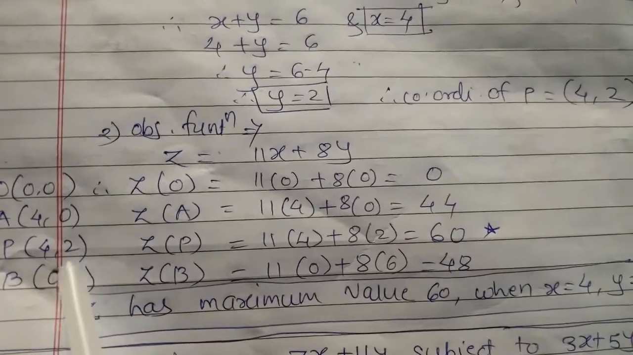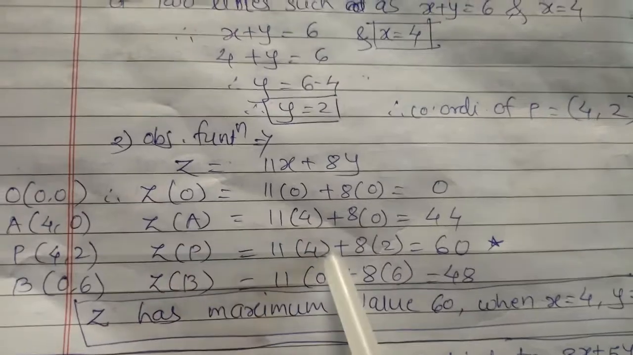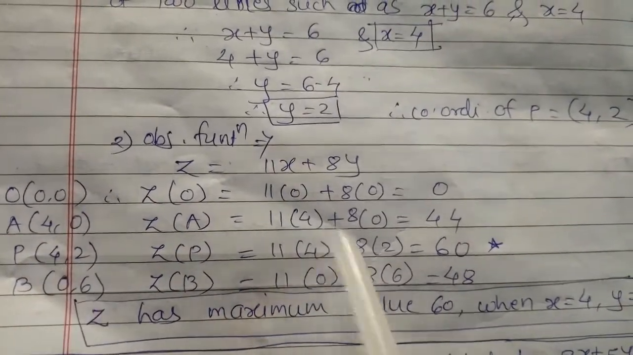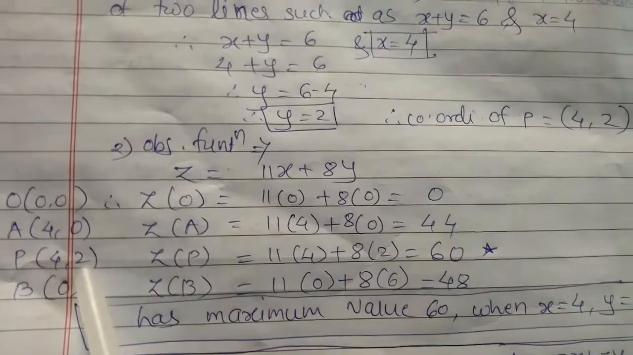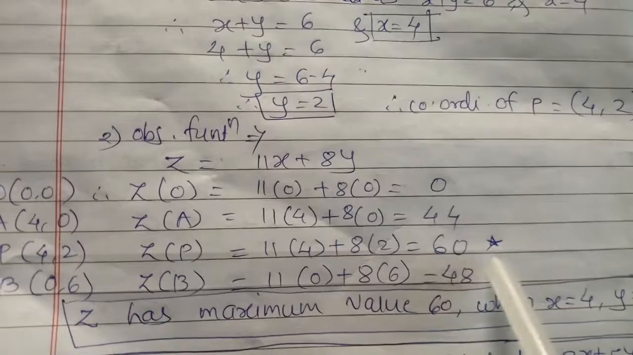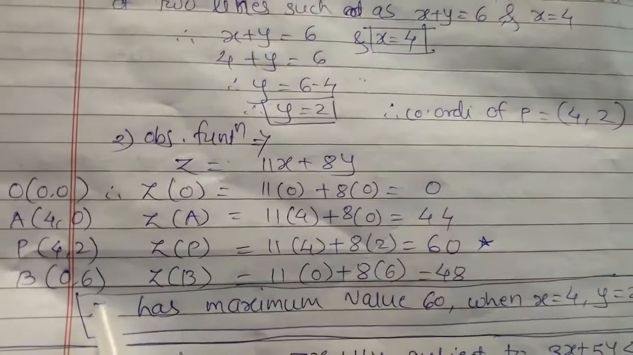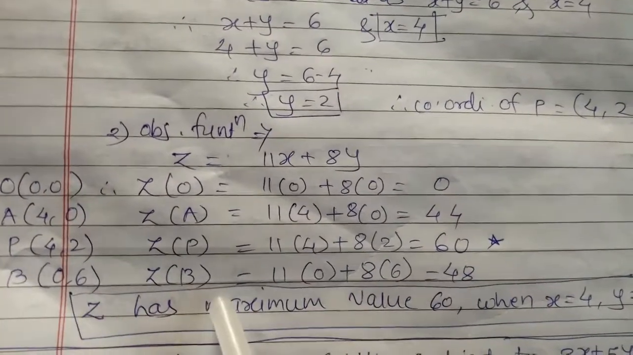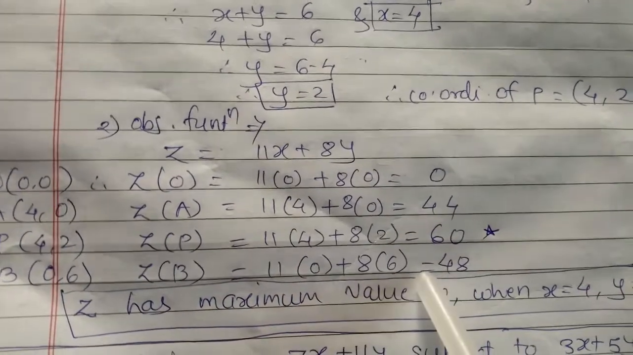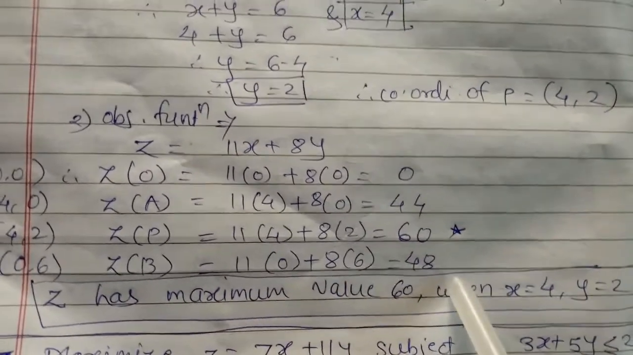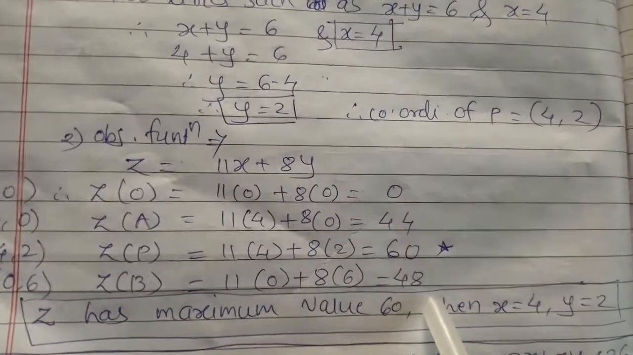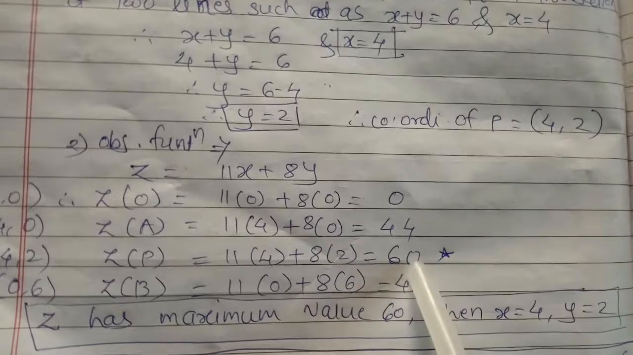Next one for P, that is 4, 2, again Z of P. So 11, instead of writing x we have to write down the coordinate, that is 4, and for y we have to write down 2. So 11 fours are 44 plus 16, so total we get here 60. And for B, 0, 6, Z of B is equal to 11 into 0 plus 8 into 6, that is 48.